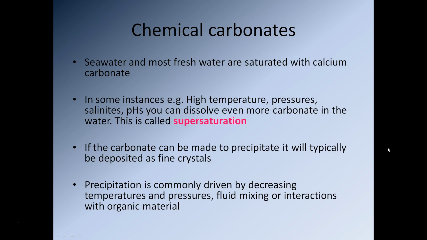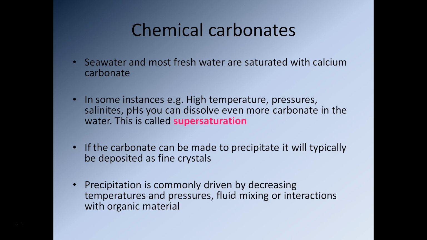So then we have the chemical carbonates. The chemical carbonates occur in environments where we have, to begin with, seawater and fresh water that's saturated with calcium carbonate. As we've just discussed, given the right conditions, you can supersaturate water, be it salt water or fresh water, with calcium carbonate. Now, the easiest way to do that is simply to heat the water up, but you can do it in other ways. You can increase the pressure, you can increase the salinity, you can change the pH, and that will allow you to dissolve more carbonate into the water than you would normally be able to. So in those situations as well, you end up with supersaturated water.